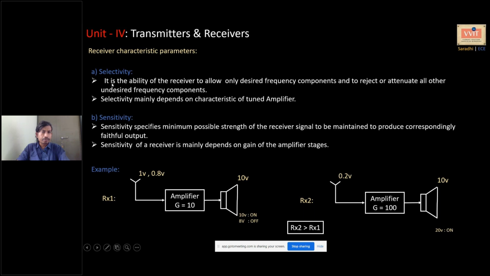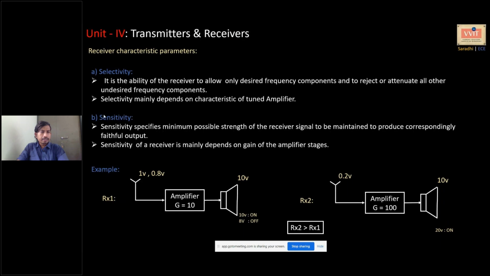The first one is selectivity. What is selectivity? Selectivity is receiving desired frequency components and rejecting or attenuating all other undesired frequency components. Like, you want to receive only one channel and attenuate all other channels. So selectivity mainly depends on the very first block of the receiver, the tuned amplifier or RF amplifier. How efficient your RF amplifier is determines how good your receiver is at selectivity.